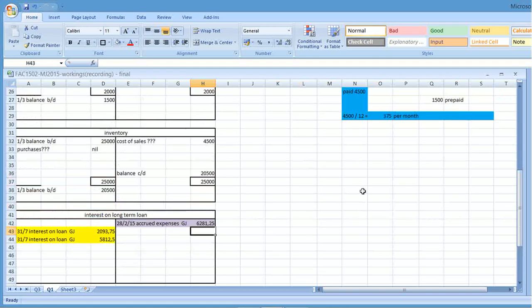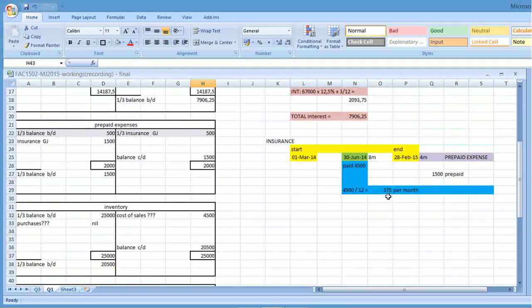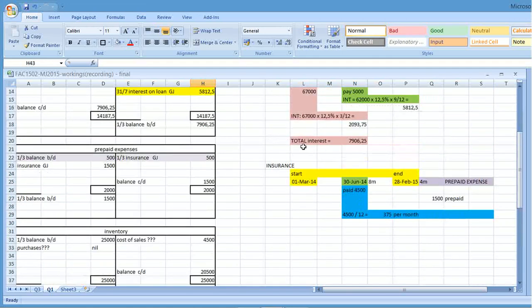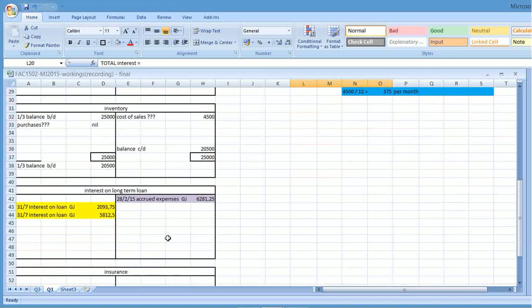Perfect. We know that in terms of the interest for the year, we calculated that. That's the total interest. This would be the expense for the year, 7,906. So if that's the expense for the year, you're going to close it off to profit and loss. Profit and loss would have had a debit, so this account would have had the credit because you're closing off this account, and that would have taken place at the end of the year.